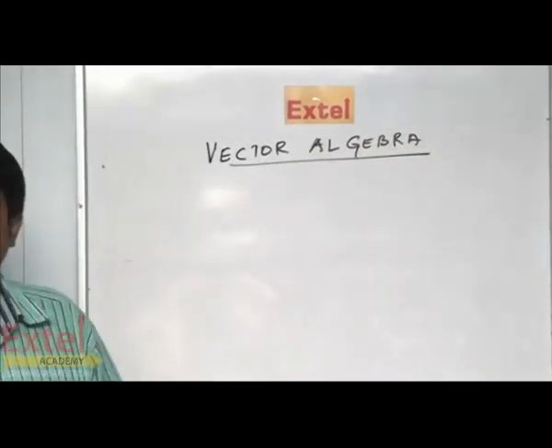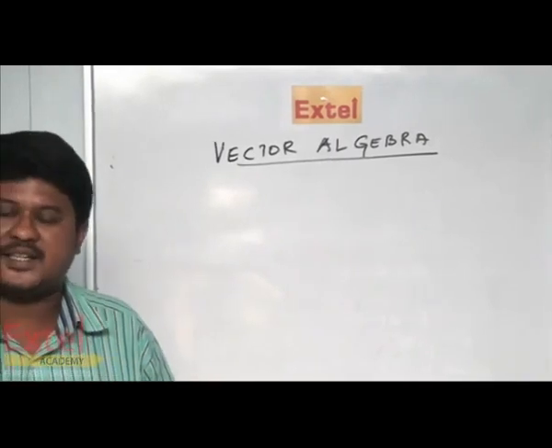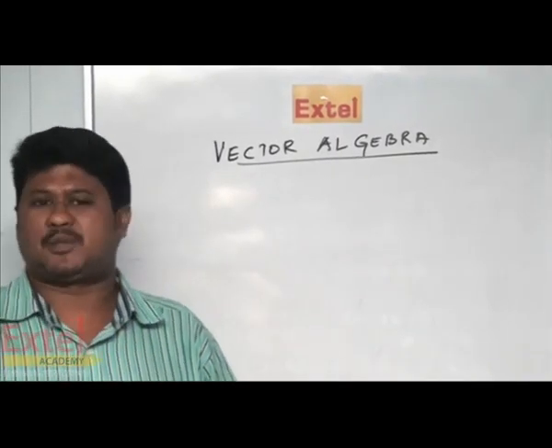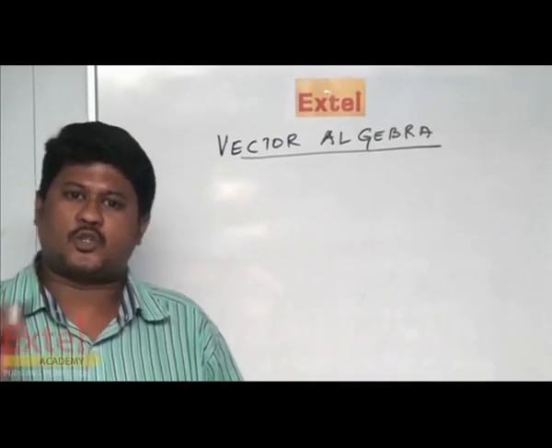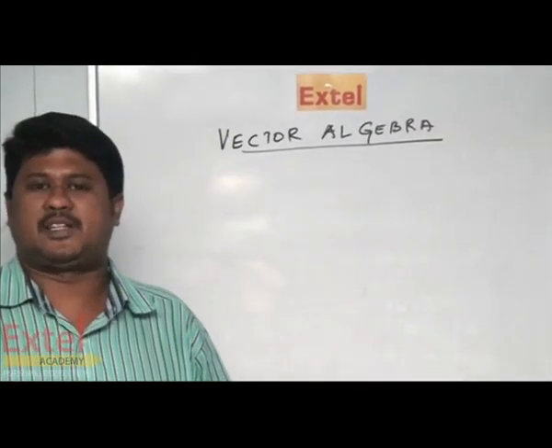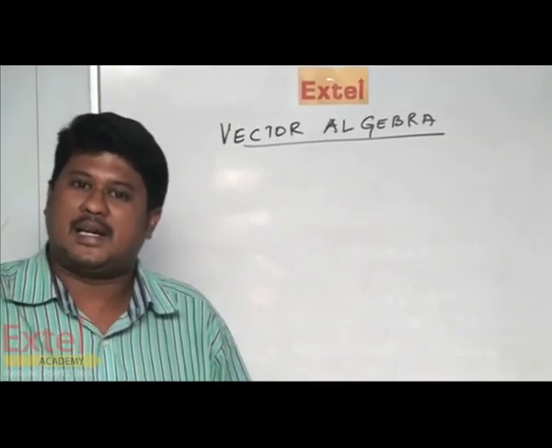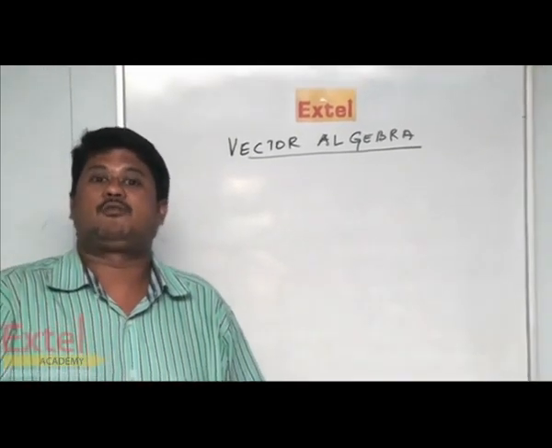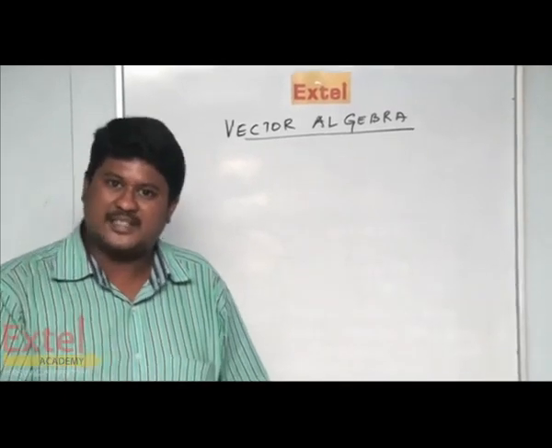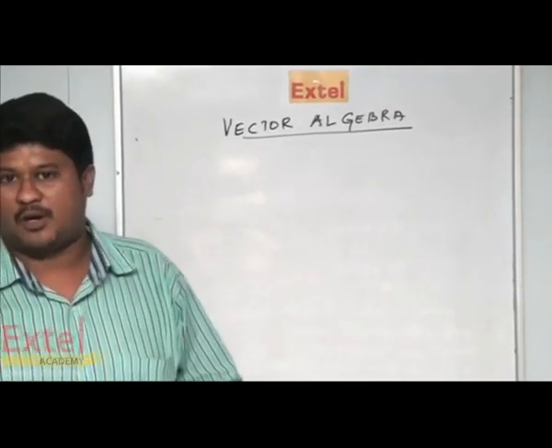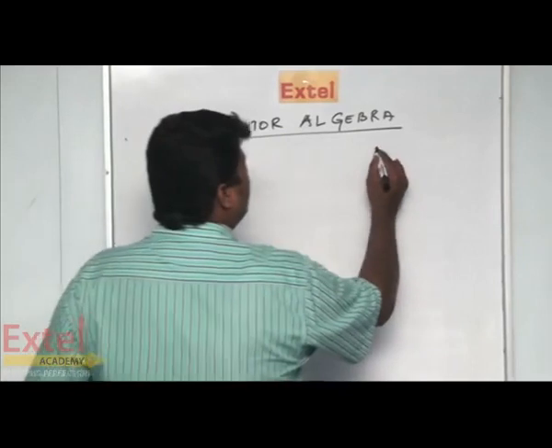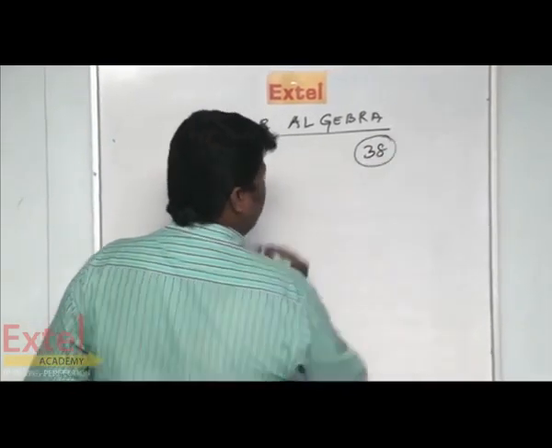Why am I telling you like this? Because in the 12th standard syllabus, we have 10 chapters, 10 units. The chapter with the most weightage is analytical geometry, because from analytical geometry we get 40 marks. Next to that chapter is vector algebra. Vector algebra has a total of 38 marks.